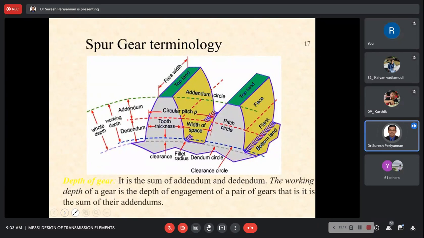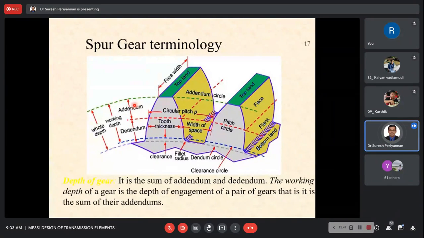Now, next one is depth of the gear. What is the depth of the gear? The sum of the addendum and the dedendum. That is the depth of the gear. The working depth of the gear is the depth of engagement of a pair of gears, that is the sum of their addendums. See here, whole depth means including the dedendum circle: addendum plus dedendum.